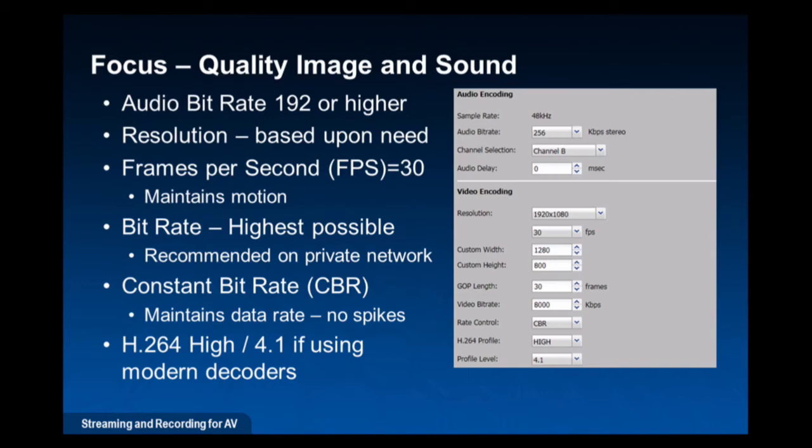So 30 frames per second is going to cover your motion video. Everybody's familiar with the high def 1080i stuff. All of that was 30 frames per second. So that's going to give you your motion video on that, and that's pretty well the best you're going to get out of H.264. On this, notice we're doing constant bit rate.